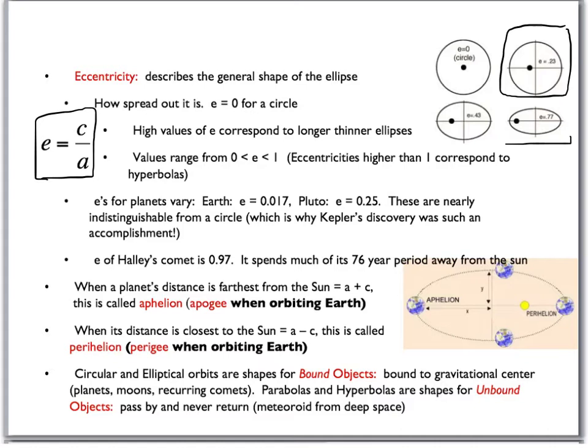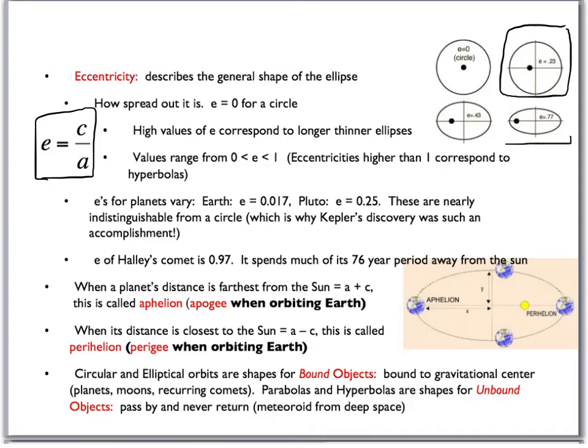Now these are nearly indistinguishable from a circle, which was one of the reasons why Kepler's discovery was just such an accomplishment, to recognize that these were not in fact circular orbits. Now when we look at Halley's Comet, that's much easier to see. It has an E value of about 0.97, extremely long and thin, which means that it spends most of its 76-year period very far away from the sun.